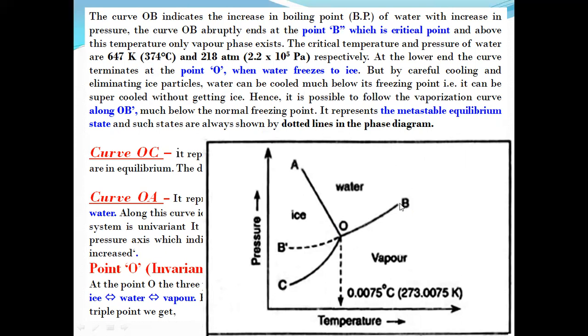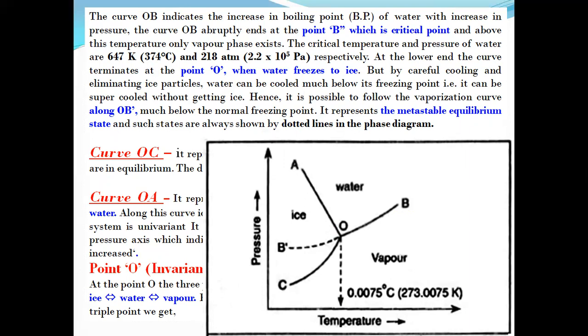So that's why the point B is called the critical point, with critical temperature and critical pressure. The critical temperature of water is 647 Kelvin at a pressure of 218 atmospheres, or 2.2 into 10 raised to 5 Pascal. At the lower end of the curve, which terminates at the point O, water freezes to ice. But by careful cooling and eliminating ice particles, water can be cooled much below its freezing point.